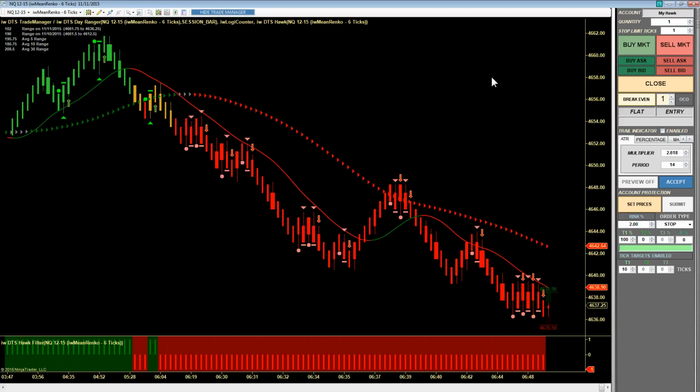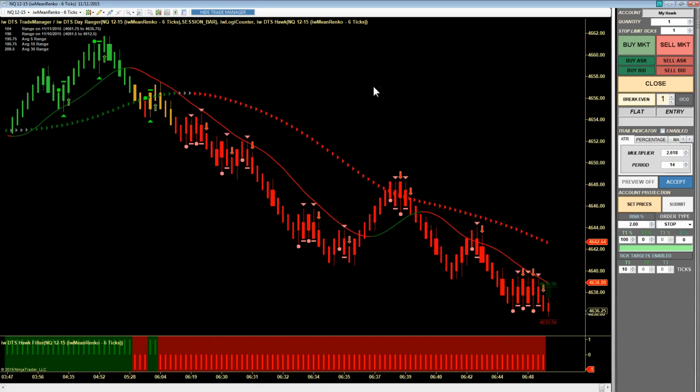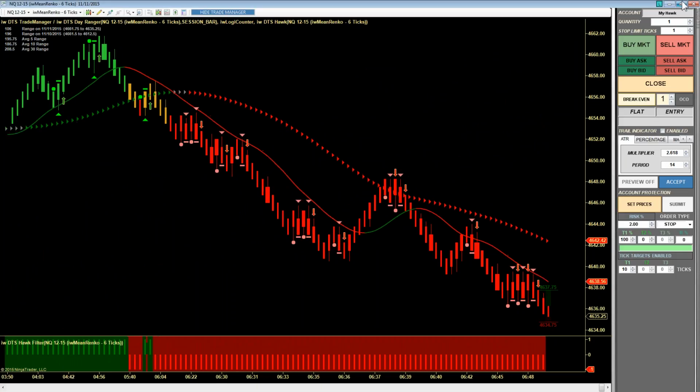Now, the other part of Bo's question is, what is an ideal target? Well, again, it depends a little bit. If you're just looking at scalping, your ideal target is $50 per contract.